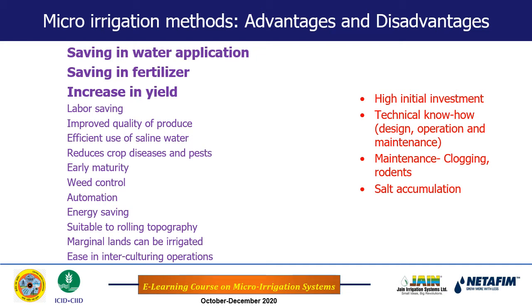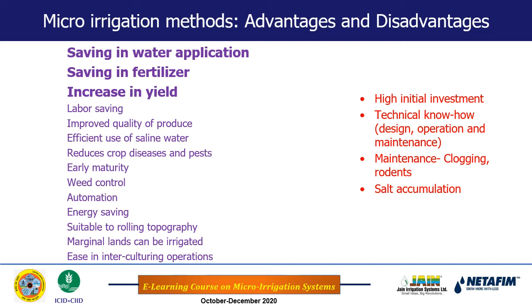And of course, there is a lot of ease in interculturing operation. When we adopt the drip irrigation method, we also modify the geometry of the plantation in such a way that various interculturing operations and the movement of tractors and machinery can be done with ease. So these are the different advantages associated with micro irrigation methods actually.